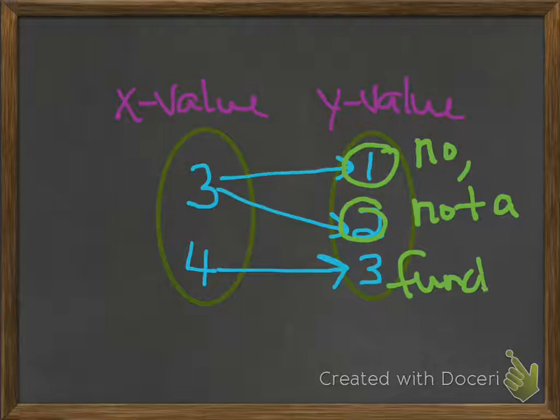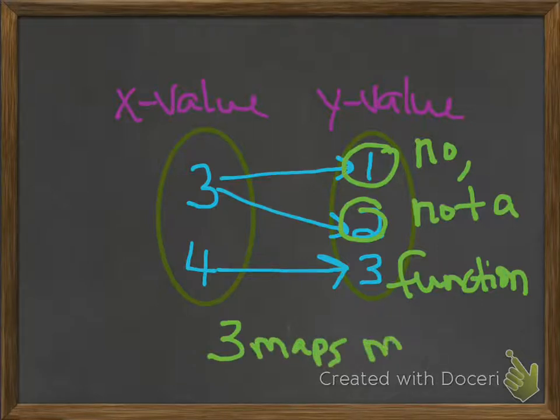Now it does not matter that the 4 has just one 3. What matters is the 3 has 2 values. So this is not a function because the 3 maps to more than one value.